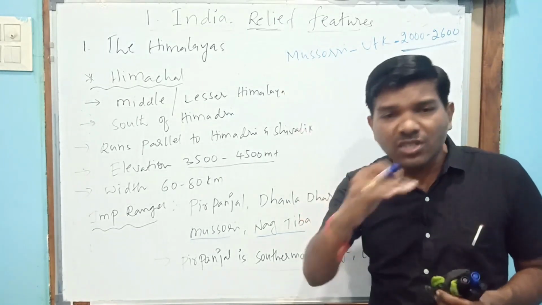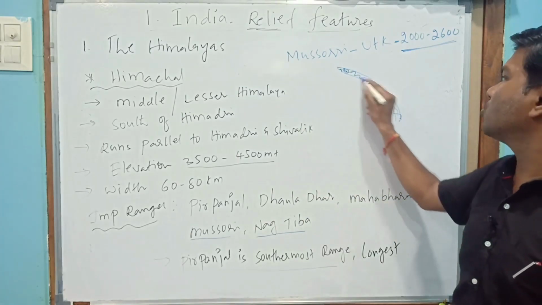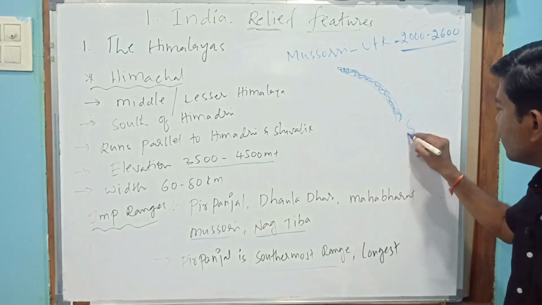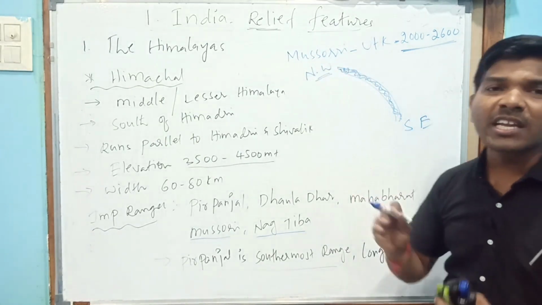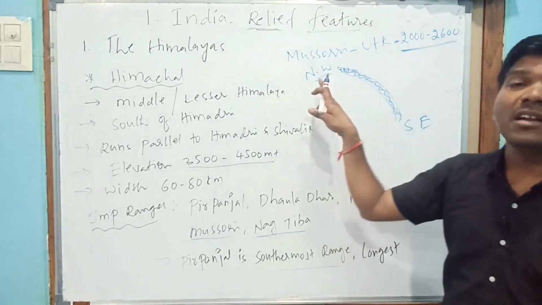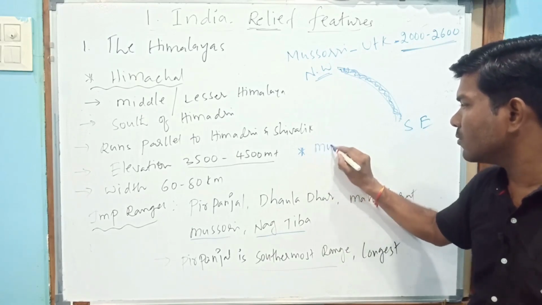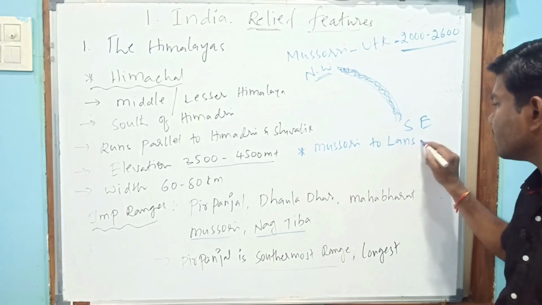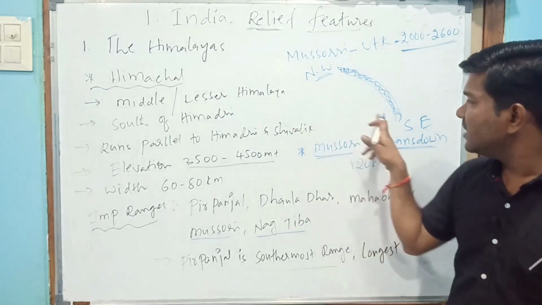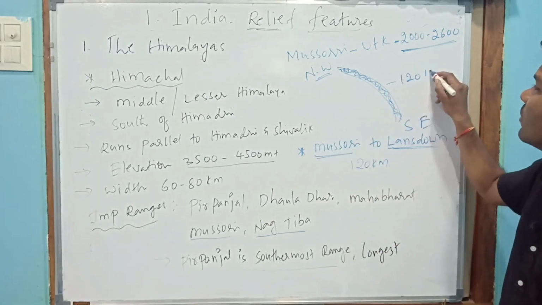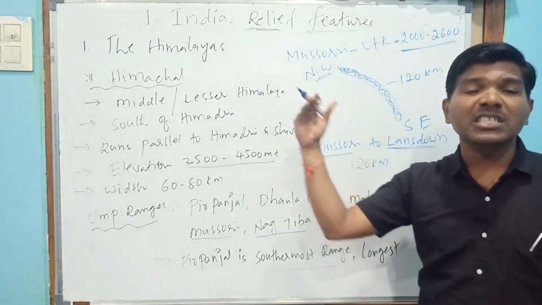This is the Mussoorie range. It is stretching from southeast to northwest, from Lansdowne to Mussoorie. Mussoorie and Lansdowne are both important places. The range length is 120 kilometers, stretching from Mussoorie to Lansdowne, from southeast to northwest.